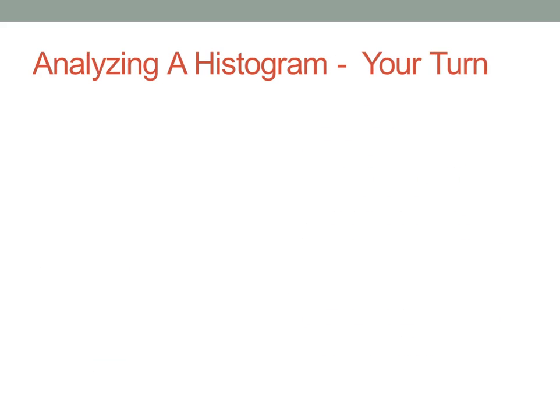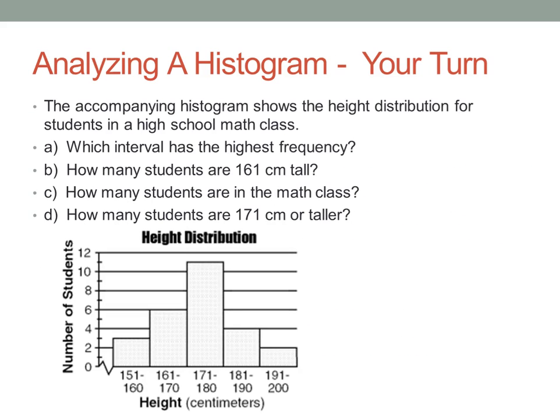So now you take a turn on analyzing a histogram. The accompanying histogram shows the height distribution for students in a high school math class. Which interval has the highest frequency? So frequency would be the most. Think about it as the most. How many students are 161 centimeters tall? Now that's asking exactly 161 centimeters tall. So think back to what I said on the last slide.